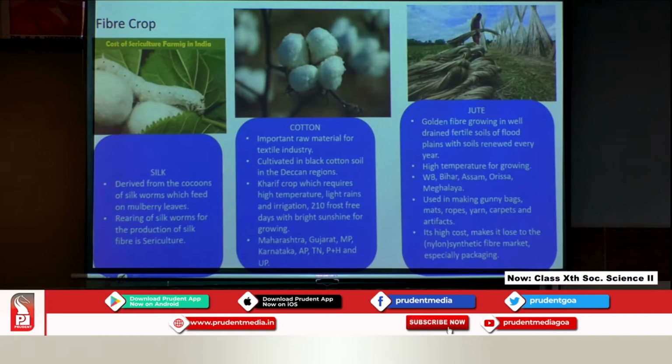Its high cost makes it lose its market to the synthetic fibers, especially nylon. Because jute is time consuming and requires a lot of input, even labor, you will see that it makes it a little expensive, right. So it faces competition from the synthetic market, where you have plastic, nylon and other materials with which it really needs to compete, especially in packaging.